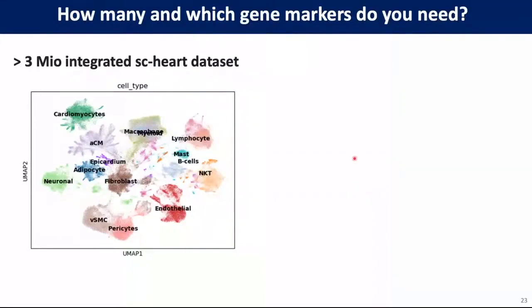But how best to design these panels, which I talked about? This is actually not a trivial task, but what we aim for is really to generate a panel which could map out any sort of cell state or cell type that has been described in single-cell heart data sets, human single-cell heart data sets.